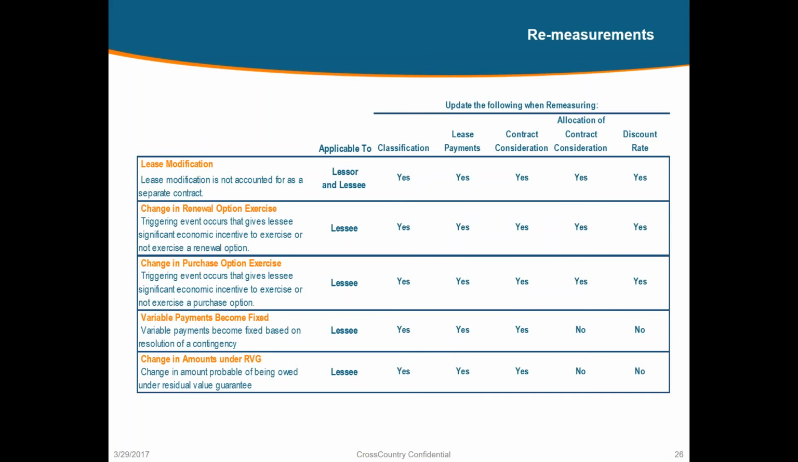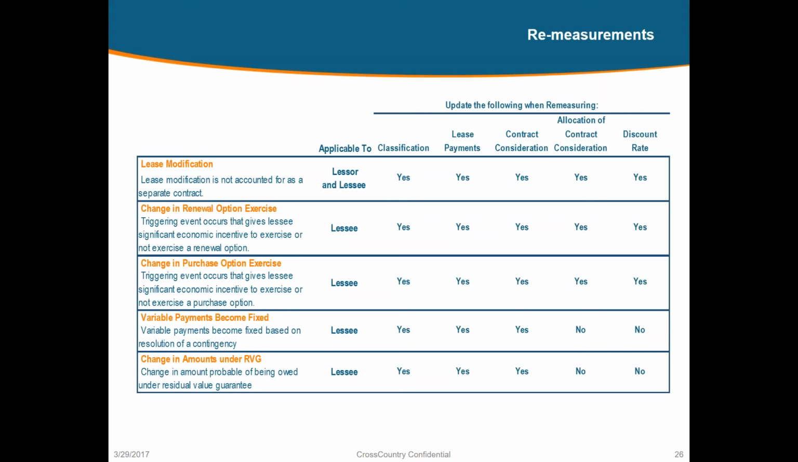This slide addresses situations when the lease asset and liability should be remeasured subsequent to its initial recognition. In all cases, the lease classification should be reassessed. For each remeasurement event, the elements to be updated are indicated on the matrix.